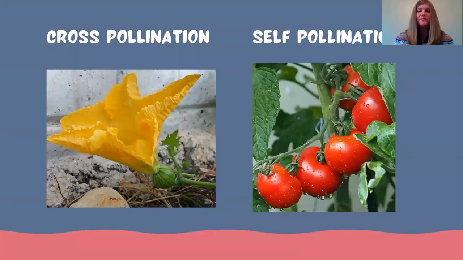Then we have self-pollination, and I'm sure you can probably guess what self-pollination is based on its name. Self-pollination is when the pollen is transferred from the stamen to the pistil of the same flower or plant. So an example of this is tomatoes. Tomato flowers have both the male and female part that are necessary for pollination, and the pollen can just drop down directly from the stamen to the pistil and fertilize the plant.